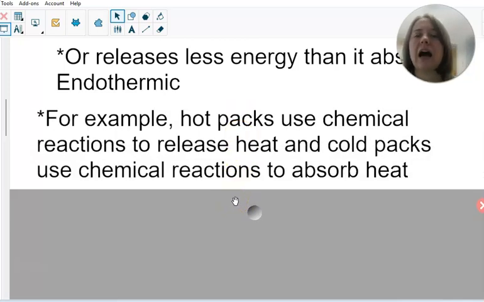For example, a hot pack uses chemical reactions to release heat, so that would be an exothermic reaction. A cold pack uses chemical reactions to absorb heat, and that is also a chemical reaction. That one's an endothermic reaction.